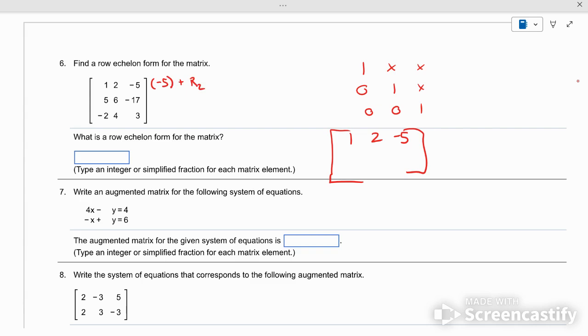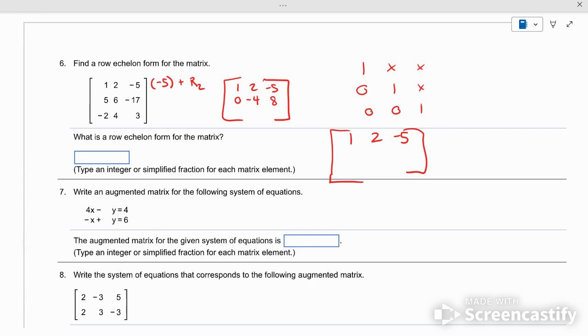Okay? So, what's the top row times -5 and add it to row 2? Well, we have 1, 2, -5. That'll stay in the top row. So take -5 times this. We're going to get 0. Take -5 times 2. We get -10 plus 6 is -4. Take -5 times -5 is 25. 25 plus 17 is... 8. Okay? 25 minus 17 is 8.